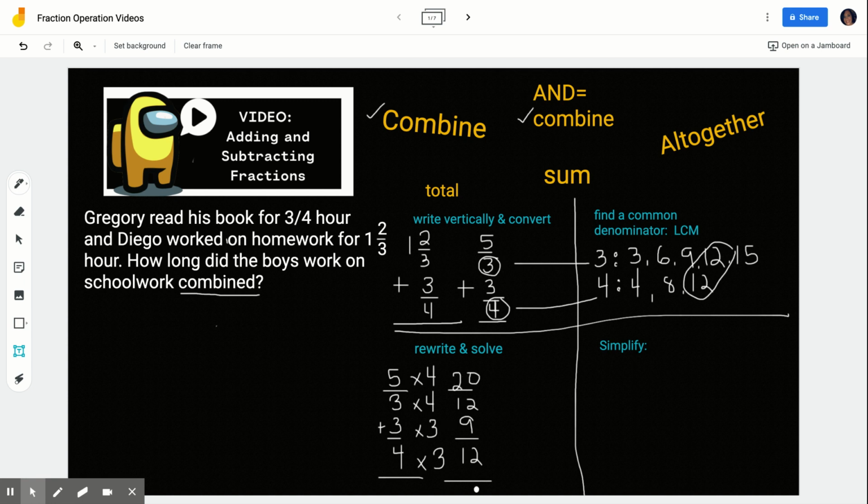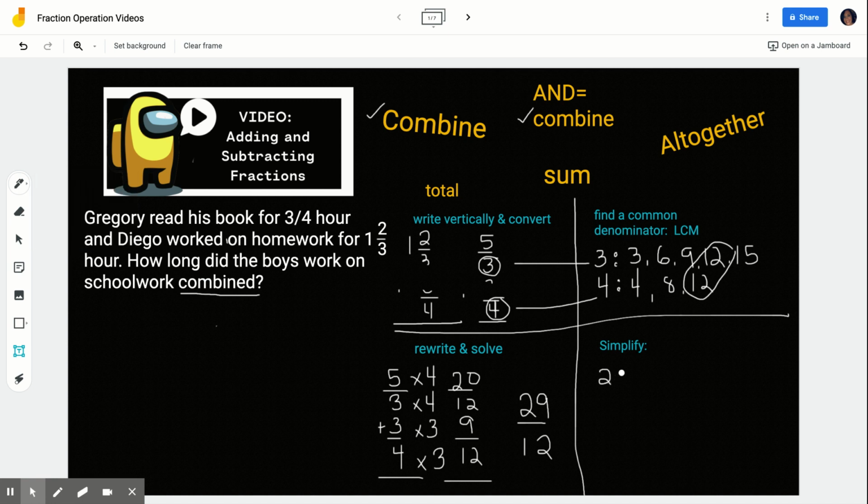So last I'm going to solve, and I'm kind of out of room here, but I can go ahead and write it off to the side. We're going to add the numerators. 20 plus 9, I can do that one mentally, is 29. And the denominator is 12. I'm going to bring my answer over here to simplify. Simplify is going to be 2 steps here because we are going to need to convert and then simplify.